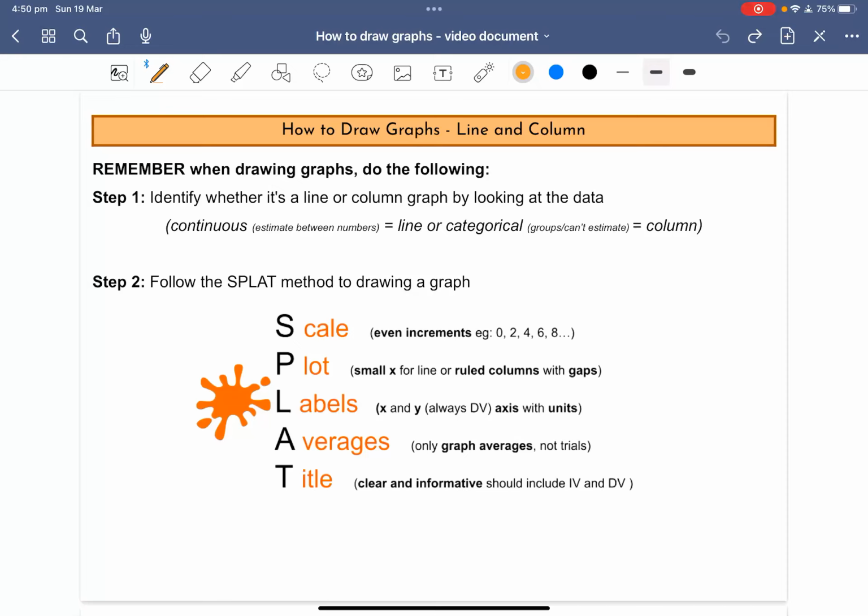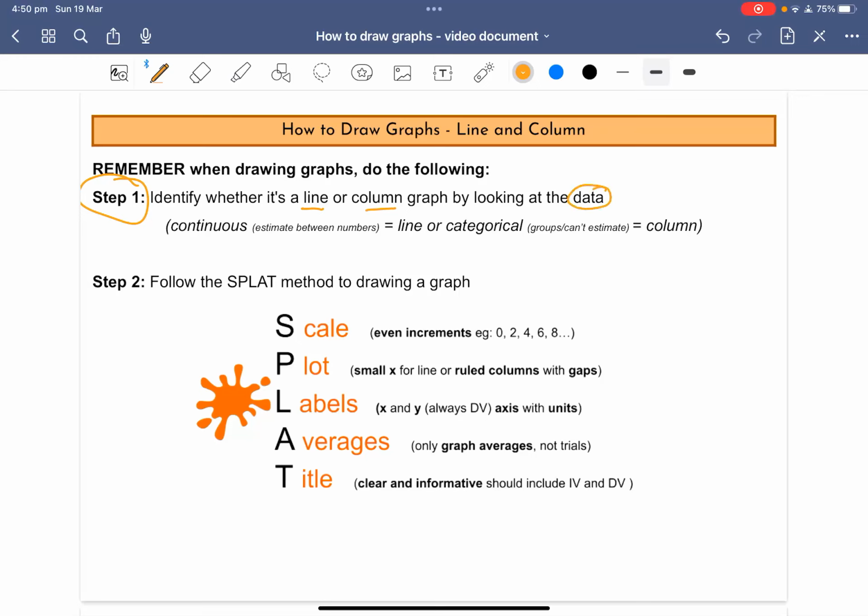Hi all, this is going to be a short video to learn how to draw graphs, line and column. So the first thing that we need to remember when drawing graphs is step one, we have to identify whether it should be a line graph or a column graph, which are the two most common graphs that we'll use in science. So first you need to look at the data.